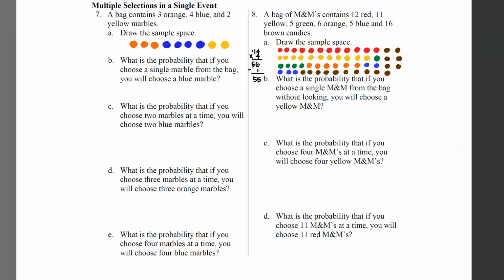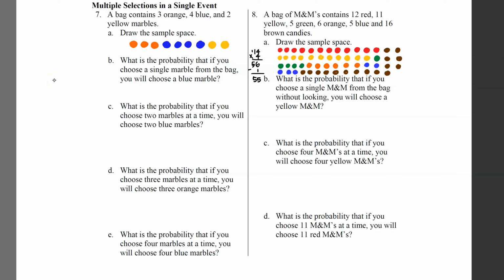Now moving on to multiple selections in a single event. We're moving on from just a single selection. Previously, we were selecting a single card from the deck. Now what we're doing is selecting multiple items. In number 7, you're told that there's a bag that contains 3 orange, 4 blue, and 2 yellow marbles, and to draw the sample space. So there are a total of 9 different marbles.